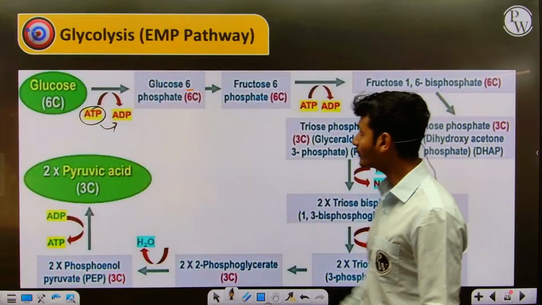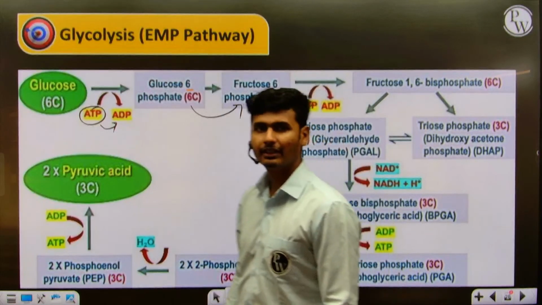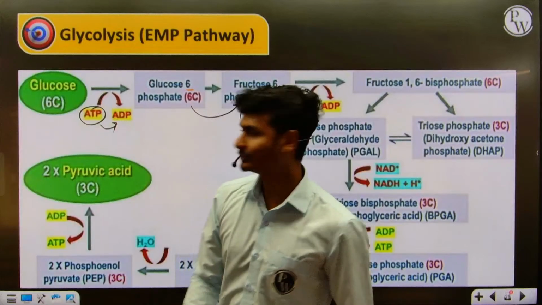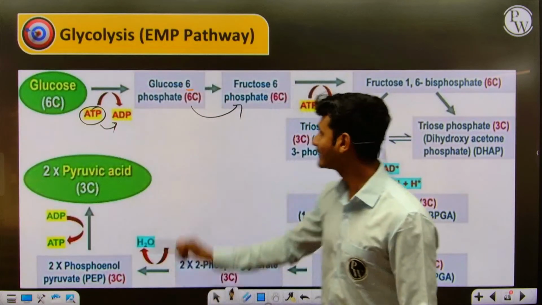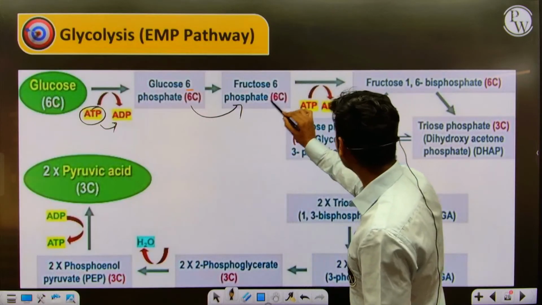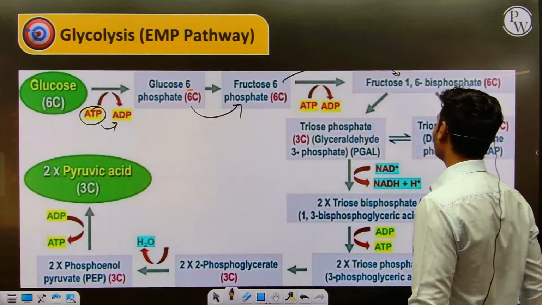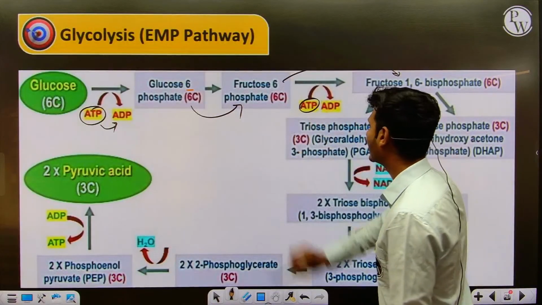Now, this glucose 6-phosphate is converted into fructose 6-phosphate. There is a requirement of an enzyme here. First is hexokinase, second is isomerase. Then fructose 6-phosphate is converted into fructose 1,6-biphosphate. Here is also a requirement of ATP.